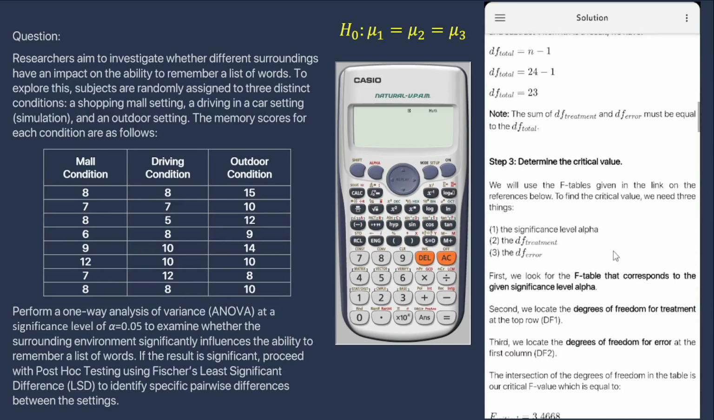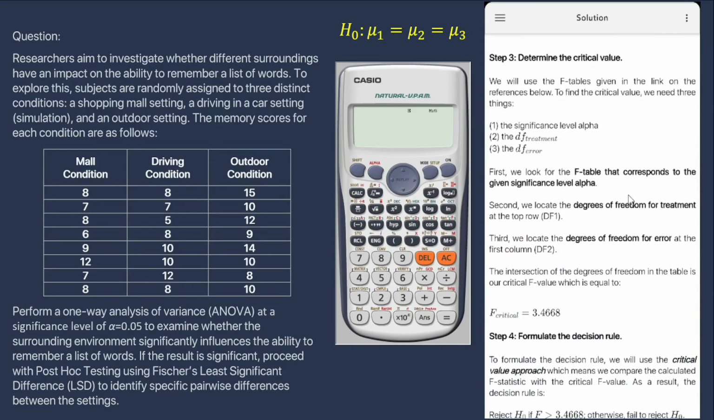Now for step 3, we now determine the critical value. In this case, we will be using the F tables in order to determine the critical value. Now we need 3 values before we proceed to the F table. And these are the significance level alpha, which was given in the problem as 0.05, the DF treatment, which is equal to 2, and the DF error, which is equal to 21 that we have solved a while ago. So now we proceed to the F table.